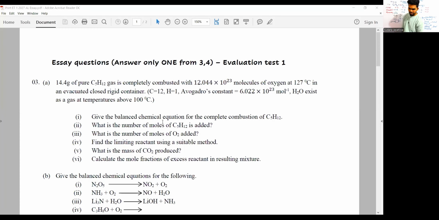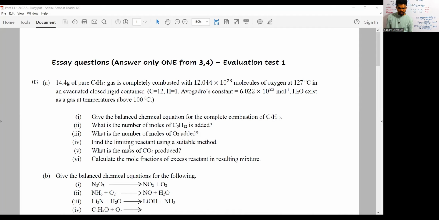And then they are asking what is the mass of CO2 produced. Simply, what you need to do is get the molar mass of CO2 and multiply it by the moles of CO2. In the question we just completed, we saw 1 mole of carbon dioxide is formed. So you will get 44 grams of CO2, no? 44 is the molar mass of CO2.